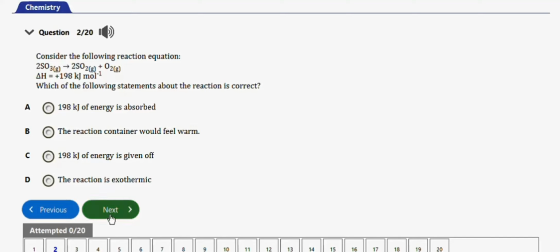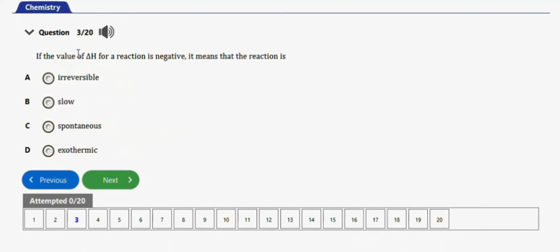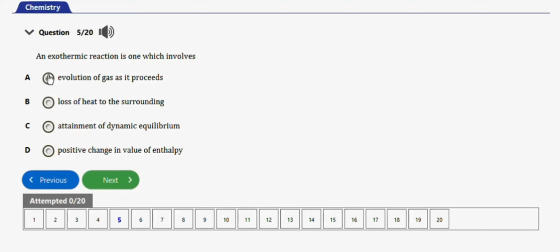Next question will be this one. It says if the value of delta H for a reaction is negative, it means that the reaction is what? Exothermic. Option D. Very simple. Next question will be this one. It says an exothermic reaction is one which involves evolution of gas as it proceeds, loss of heat to the surrounding. Yeah, so the right answer is option B. Exothermic reaction involves loss of heat to the surrounding. Heat is being liberated or given up to the surrounding.